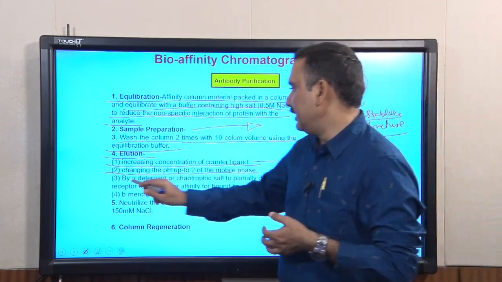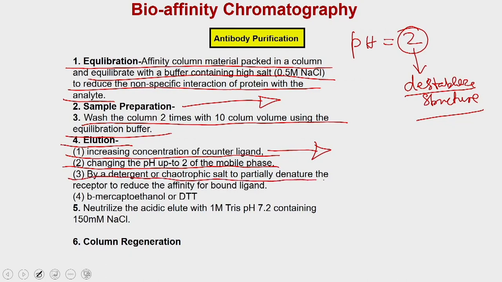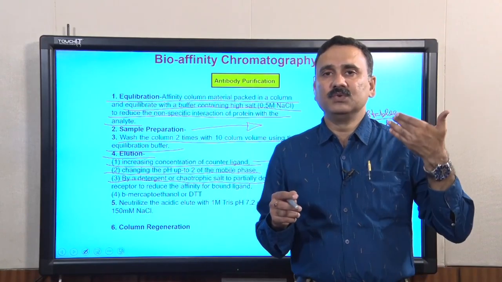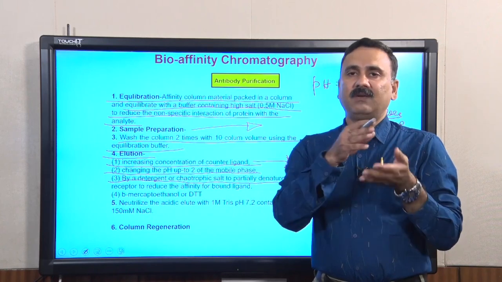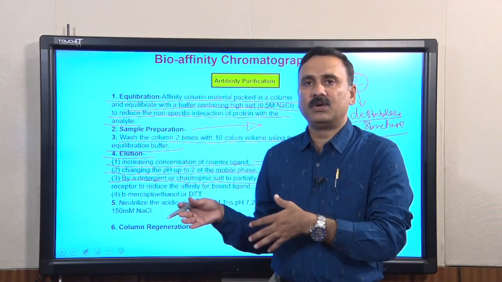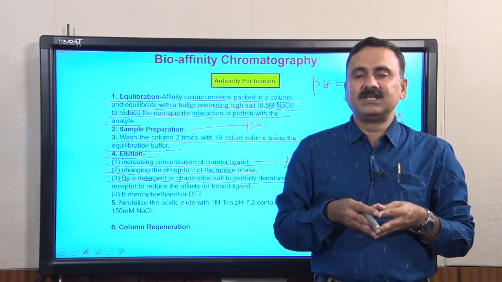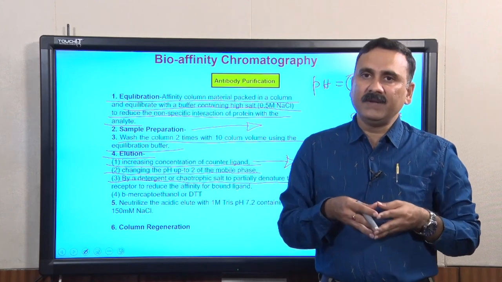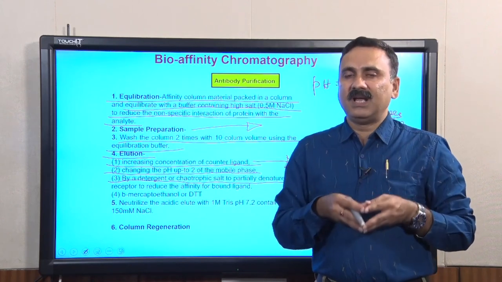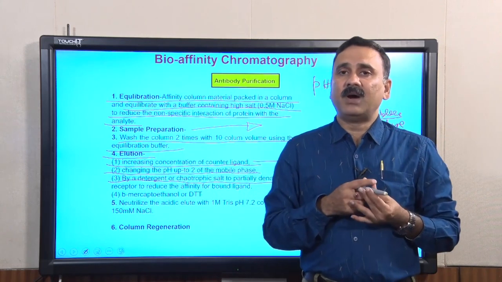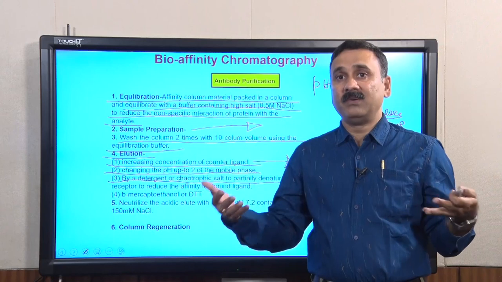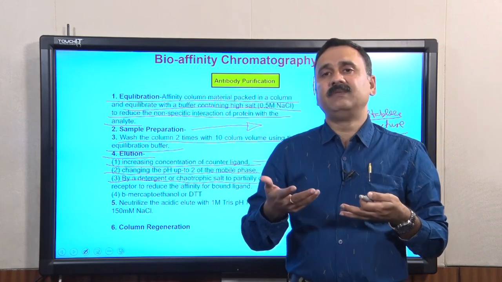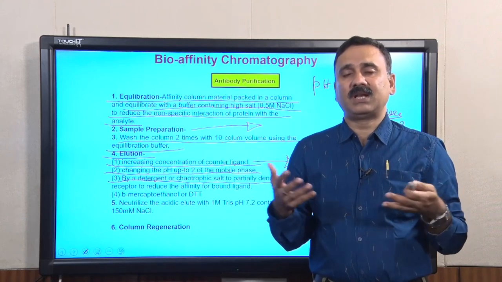Now, the third is, you can use a detergent or chaotropic salt. When you use a detergent or chaotropic salt, you can use urea or guanidium hydrochloride. All these options are going to affect the structure of the antibodies, and eventually they are going to compromise the three-dimensional structure of the antibody. And you know, the antibody binds the antigen through complementary fitting, followed by extensive electrostatic, van der Waals, as well as salt bridge interactions with the antigen.